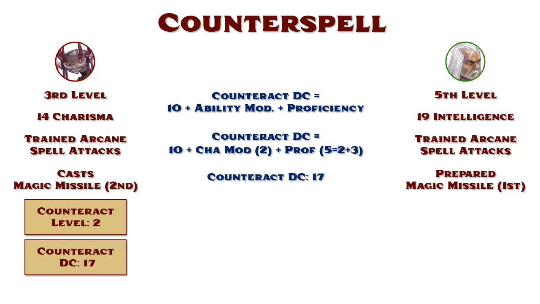That may feel very cumbersome, but remember, if you're using a stat block from an adventure or bestiary, then the spell DC is already provided. That takes care of the Hobgoblin. It has a counteract DC of 17 and a counteract level of 2.